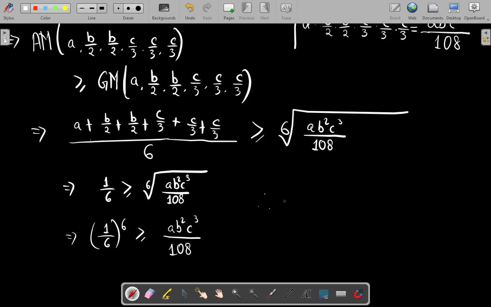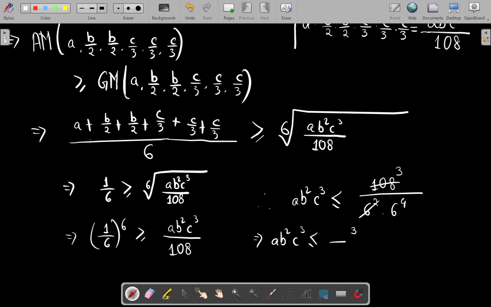So we have almost completed the sum. This implies that ab²c³, on changing sides, it will become 108, and 6 to the power 6 can be written as 6 squared times 6 to the power 4, right? Now 6 squared is how much? 36, right? And this is 3 times 36, 108, right? So we have 3/6⁴. So this can be further simplified to ab²c³ is less than 1/(3 times 6 cubed), and 6 cubed is 216, right?